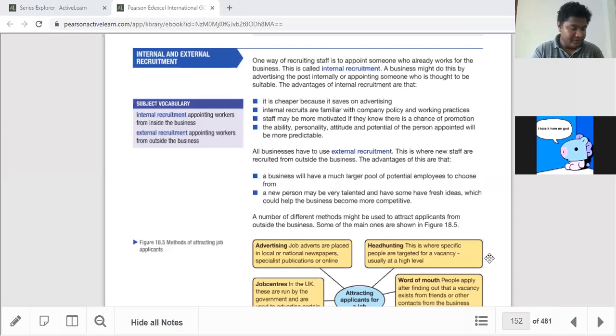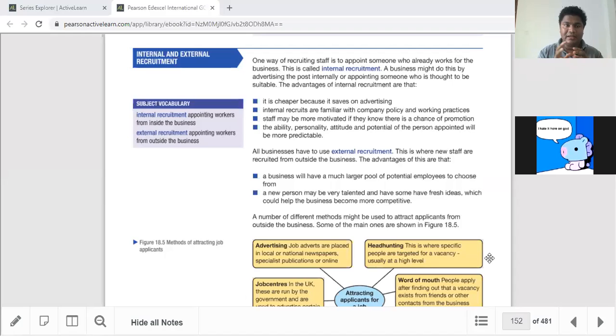Hi everyone. Today we are going to talk about internal and external recruitment. That is another important part of HR management. A human resource manager must be capable enough and responsible for the recruitment responsibility. So under that, there are two styles of recruitment, two methods of recruitment. We talk about internal and external.